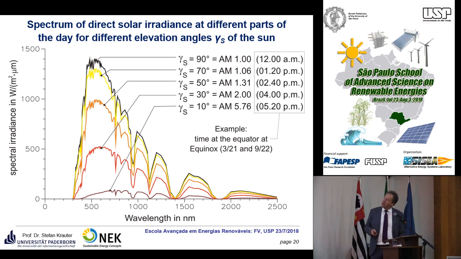This is also because the solar modules or solar cells are selective. They do not convert all kinds of irradiance at the same rate. Depending on the cell technology, for example, crystalline silicon has its maximum efficiency in the 800 nanometer region, while other technologies, for example amorphous silicon, are more sensitive in the blue part. Therefore, we have to talk a little bit about that.